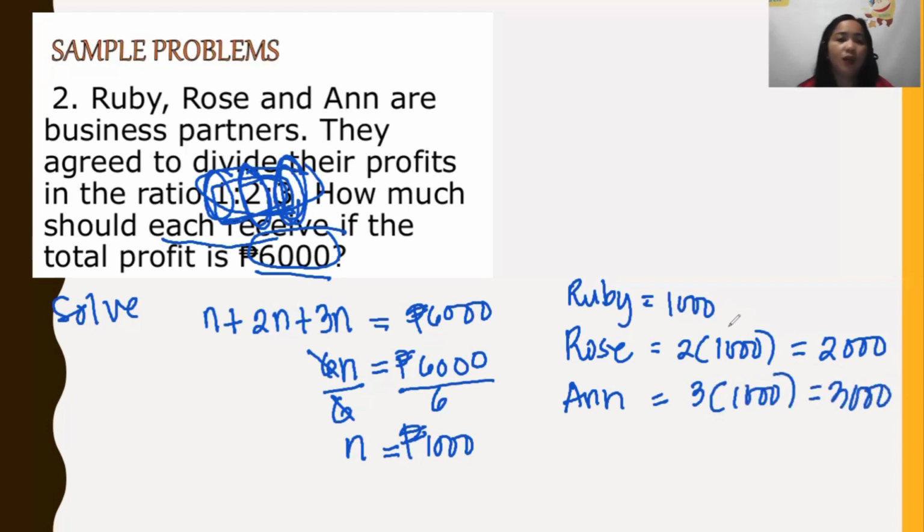So therefore, Ruby will receive 1,000, Rose will receive 2,000 pesos, and Anne will receive 3,000 pesos. To check this answer, you just add these numbers and that should be equivalent to 6,000 pesos. So this is an example of partitive proportion.